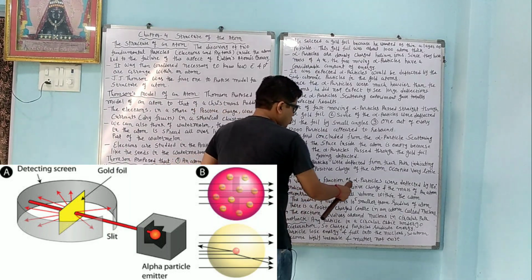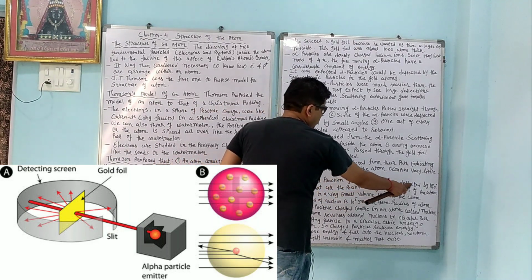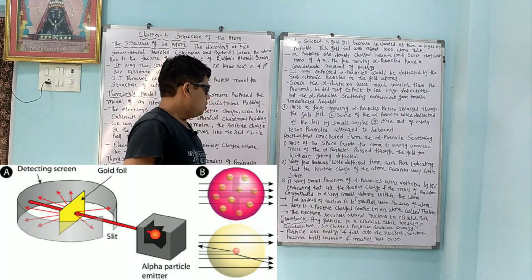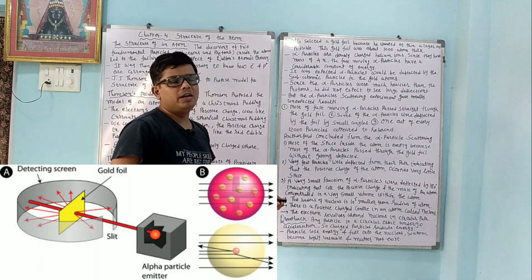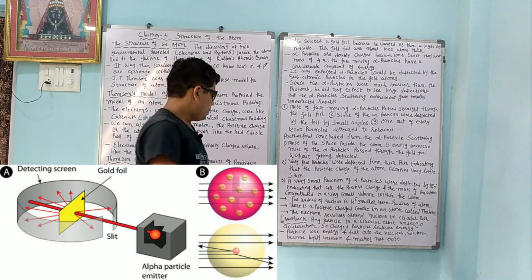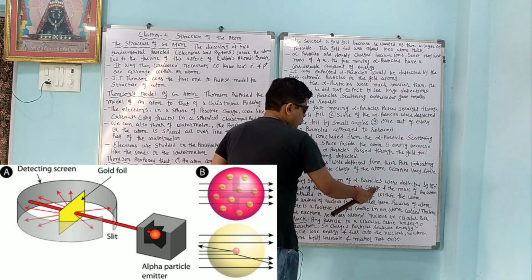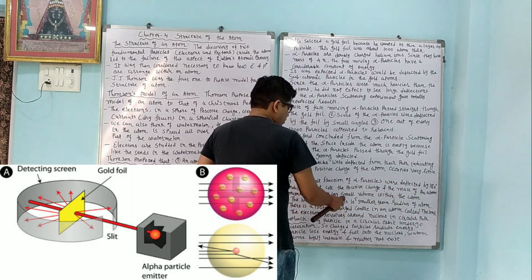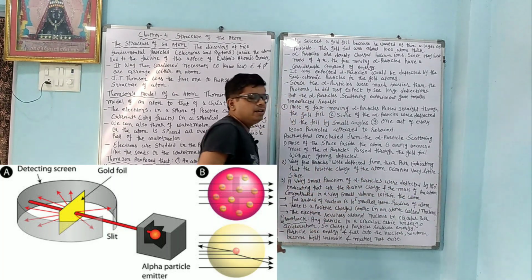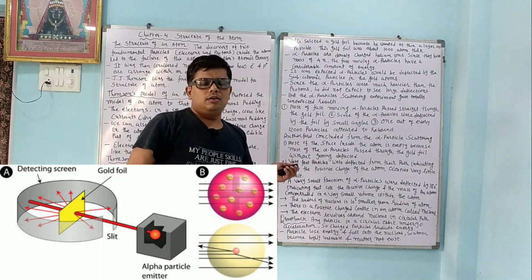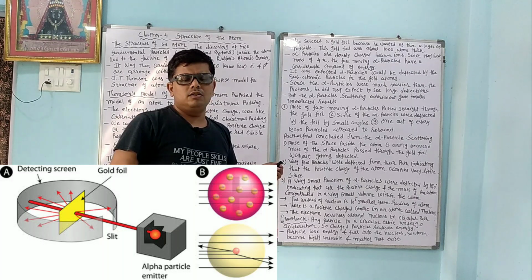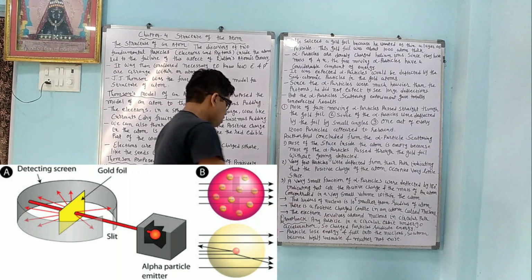A very small fraction of alpha particles were deflected by 180 degrees. This is an indication that all the positive charge and the mass of the gold atom are concentrated in a very small volume within the atom. It indicates that the positively charged protons are present in the nucleus with a very small radius.